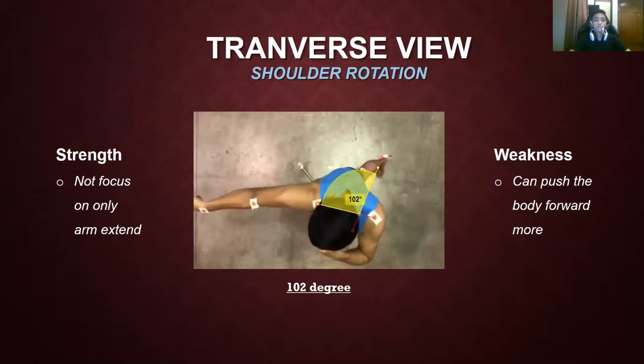So flexibility is another reason that affects the mobility of the rotation. So in this view, the shoulder rotation, he has good mobility, but in international level boxers, their body pushes more forward, so as to generate more power.